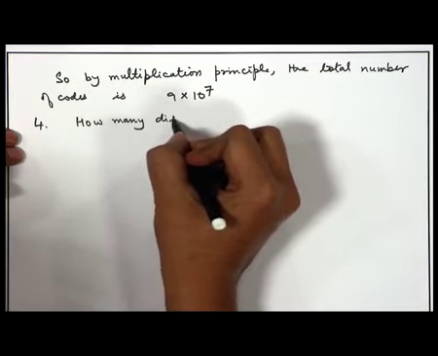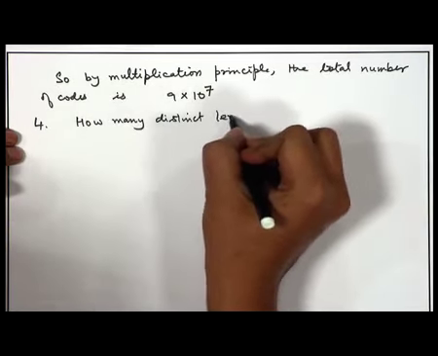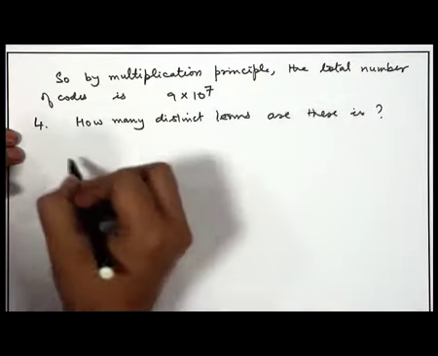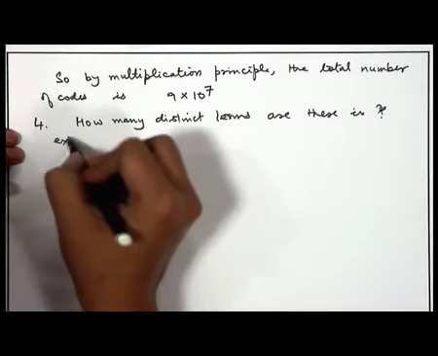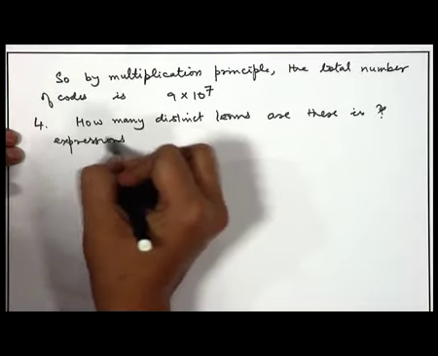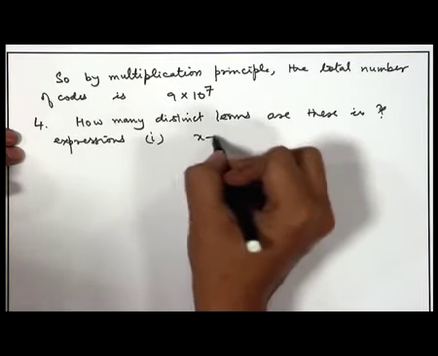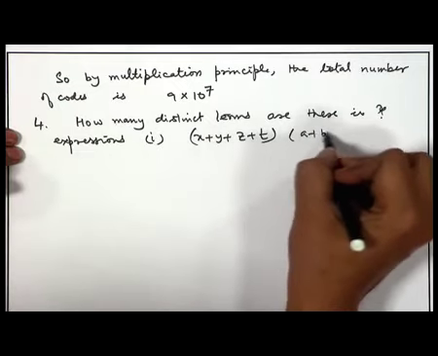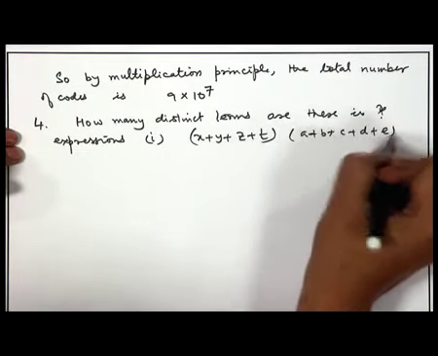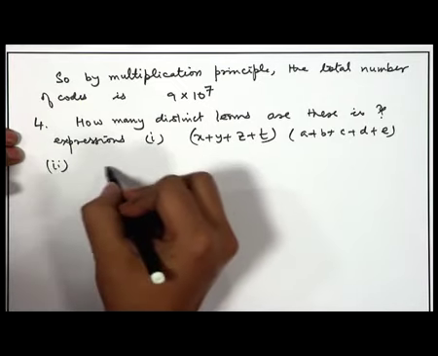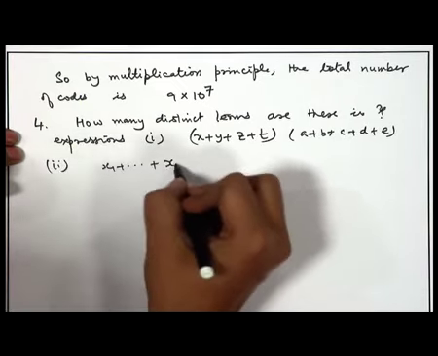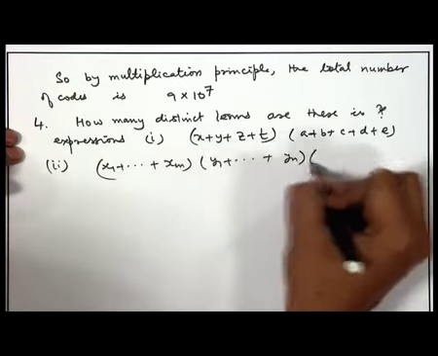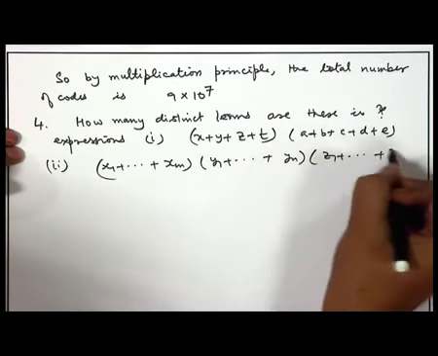How many distinct terms are there in such expressions? For example, if I consider x plus y plus z plus t into a plus b plus c plus d plus e, or say I consider x 1 plus x 2 plus up to x m, y 1 plus y 2 plus up to y n, z 1 plus z 2 plus up to z t.